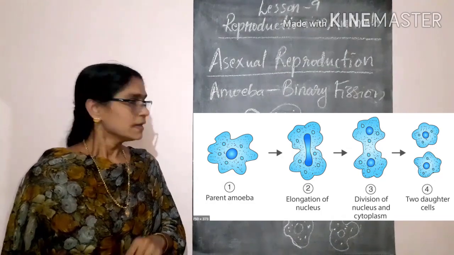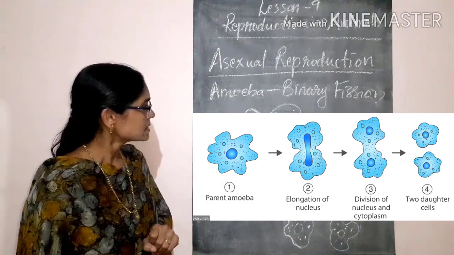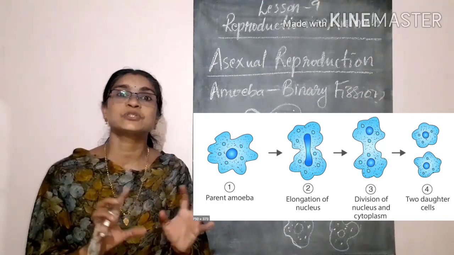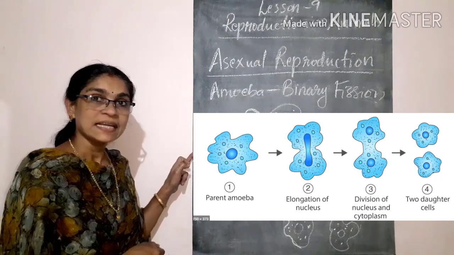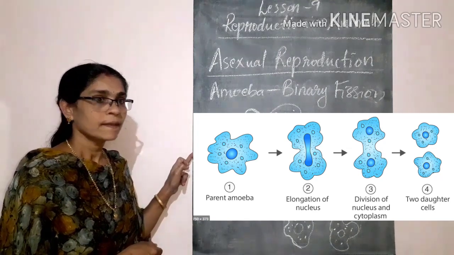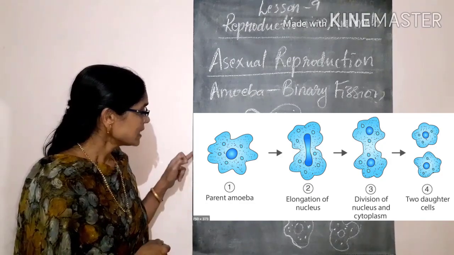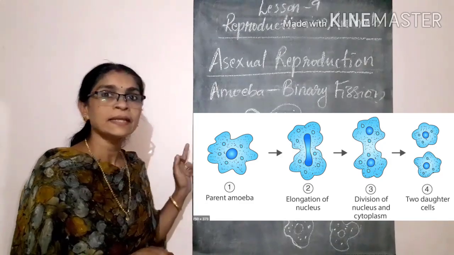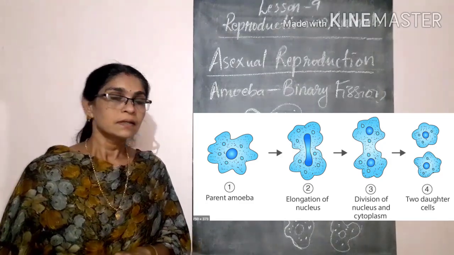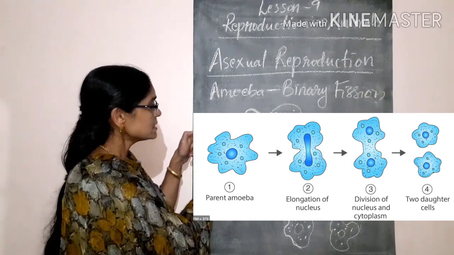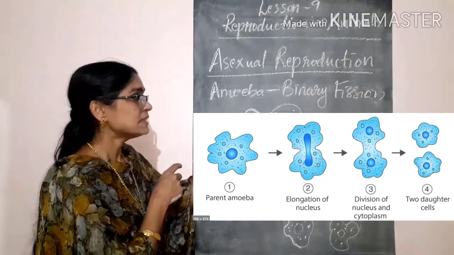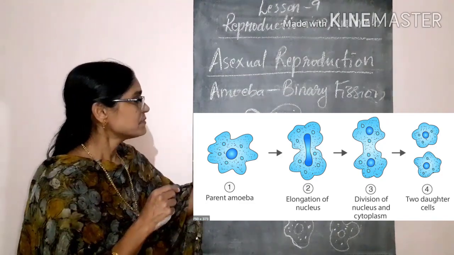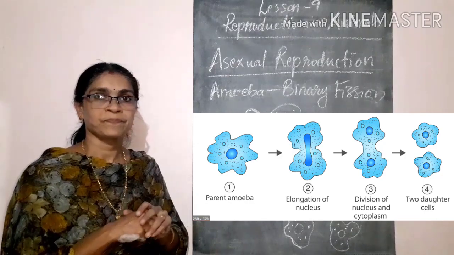Okay. Amoeba starts its reproduction by dividing the nucleus into two. We know that Amoeba is a unicellular organism. Its body consists of only a single cell. It has nucleus, cytoplasm, plasma membrane, etc. First, it begins its reproduction by the division of the nucleus into two nuclei. The single nucleus divides to form two nuclei.